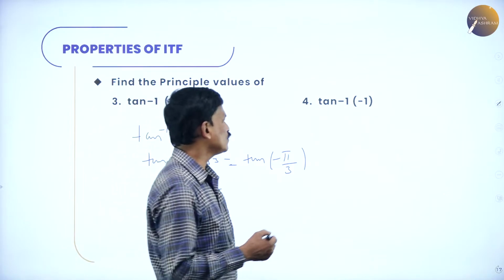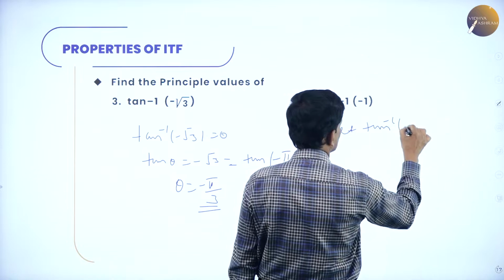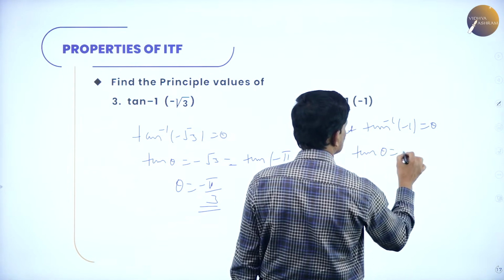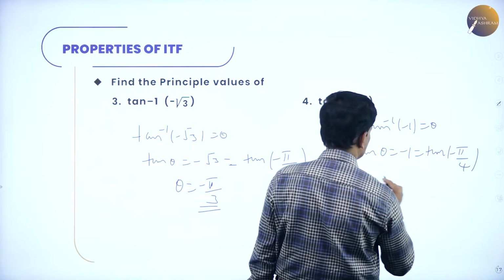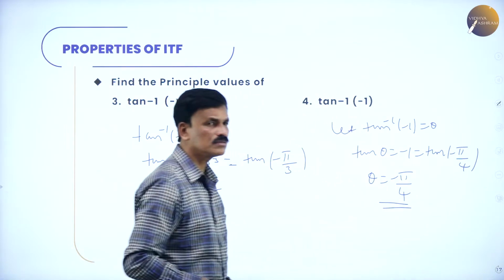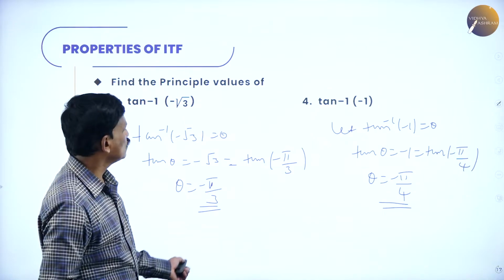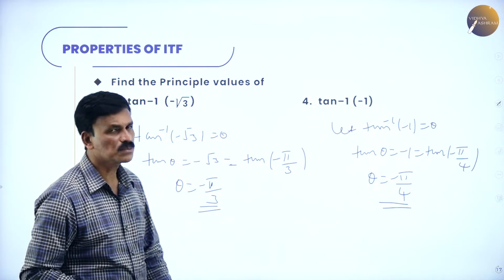Now, whereas tan inverse of minus 1. Let us consider tan inverse of minus 1 as theta, then tan theta is equal to minus 1. This is nothing but minus pi by 4, minus 45 degrees. So, theta is equal to minus pi by 4. Okay. These are the principal values of tan inverse of minus root 3 and tan inverse of minus 1: minus pi by 3 and minus pi by 4.